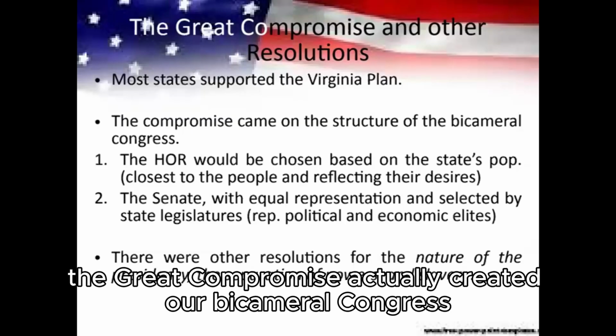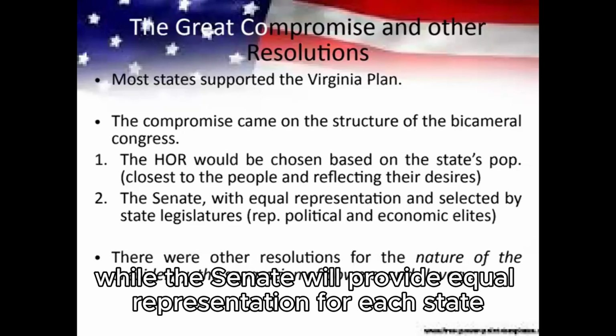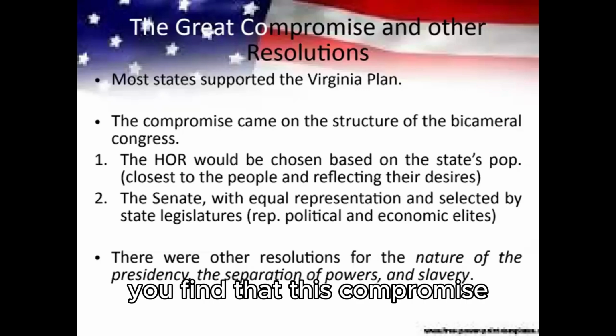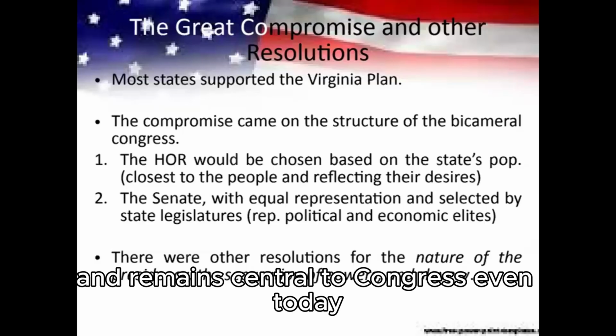The Great Compromise created our bicameral Congress, where the House of Representatives would be based on population, while the Senate would provide equal representation for each state. Why does this matter? This compromise helped to balance the interests of both the large and small states and remains central to Congress even today.